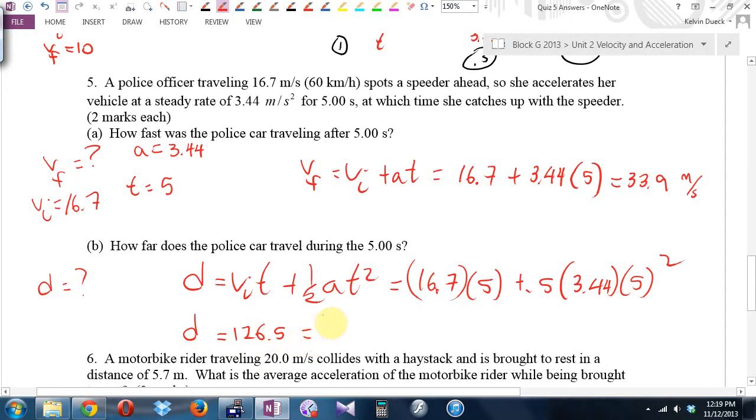126.5. Darian, how many sig figs technically? 3, you say? 127 meters, but I'll take 126.5. Again, as before, 1 mark for the 1 mark, half mark, half mark, 1 mark, half mark.